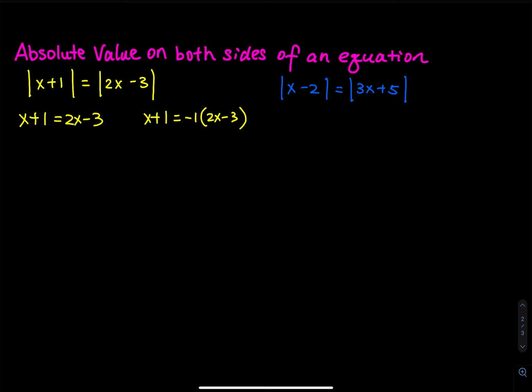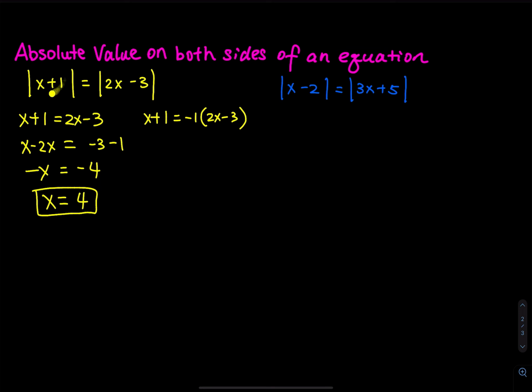All right, so let's go ahead and solve this. Subtract 2x on both sides, and then subtract 1 on both sides. So you have negative 3 minus 1. x minus 2x is negative x. Negative 3 minus 1 is negative 4. Divide both sides by negative 1, or multiply both sides by negative 1, you have x equals 4. So this is the first answer, right? So when you plug in the 4, this is 4 plus 1 equals 5. 8 minus 3 is also equal to 5.